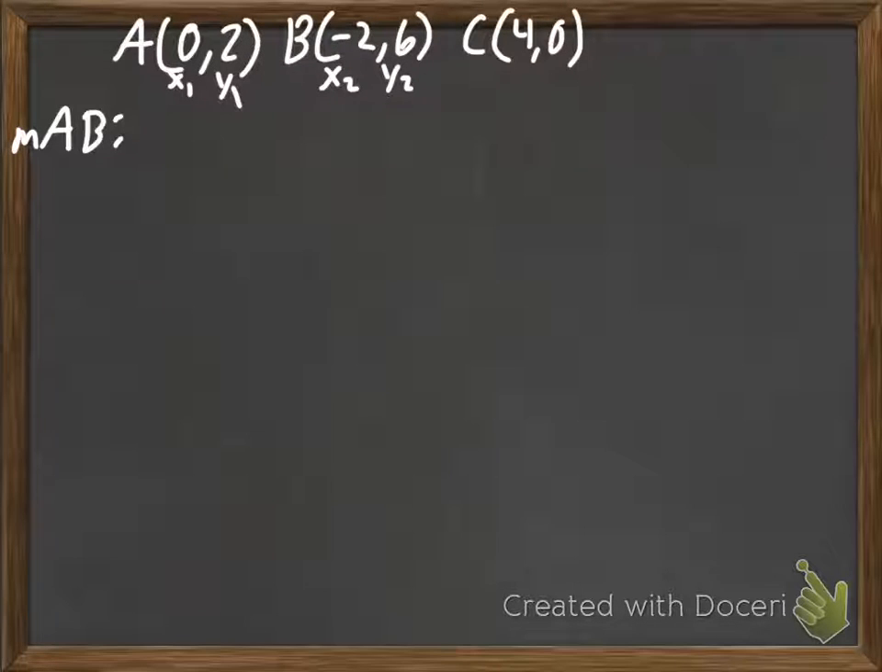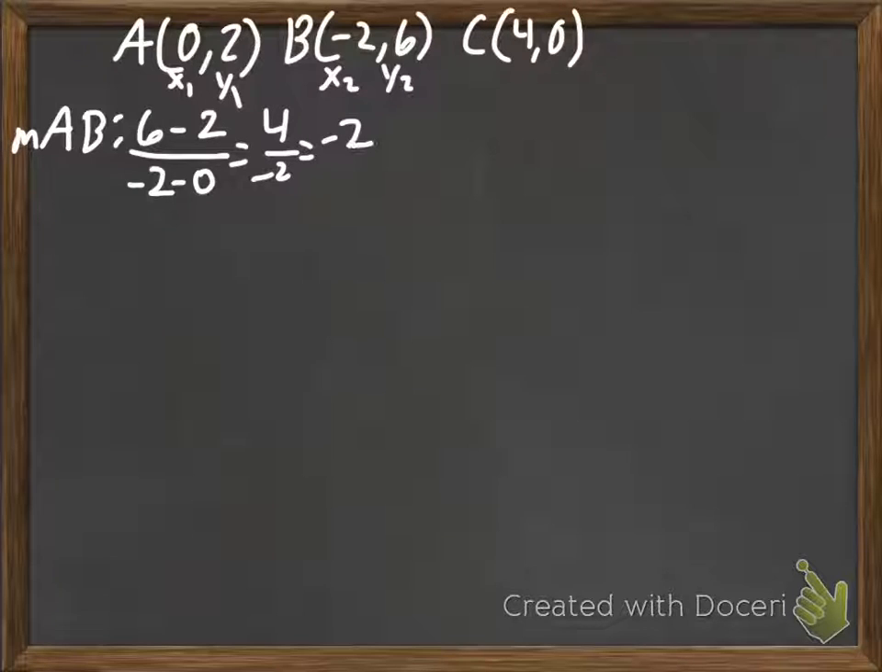So from A to B, we're going to do y2 minus y1 divided by x2 minus x1. So 6 minus 2, so that's 4 divided by negative 2, so that's negative 2. So now the perpendicular slope to AB is going to be the opposite reciprocal. So this is negative 2 divided by 1. Remember, if it's just an integer, it's divided by 1. Now we're going to flip it and change the sign. So it's going to go from negative to positive, and then 2 divided by 1 to 1 divided by 2.